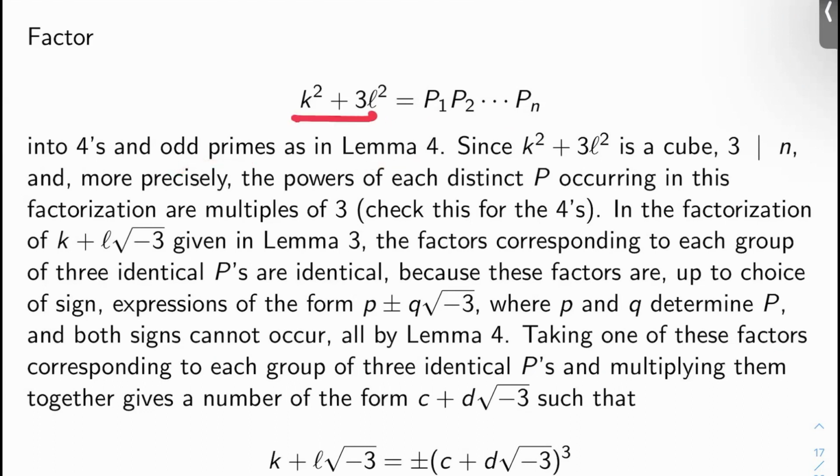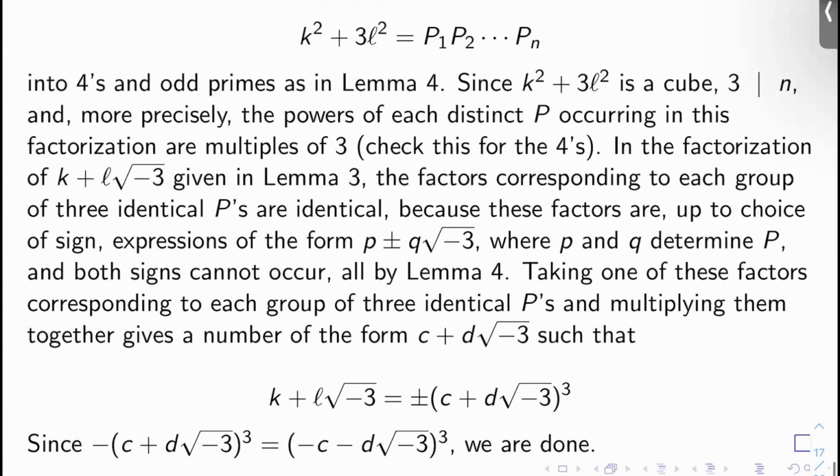Now, K squared plus 3L squared in the gap is assumed to be a cube, and so 3 definitely divides n. More precisely, the powers of each distinct p_i in this factorization are multiples of 3. There's a little bit to check there for the 4s because 4 isn't a prime, but there's nothing much to it. Just write 4 as 2 squared and check it, okay?